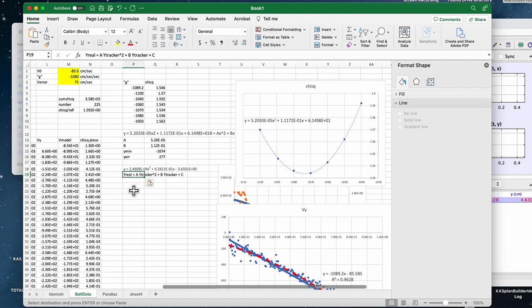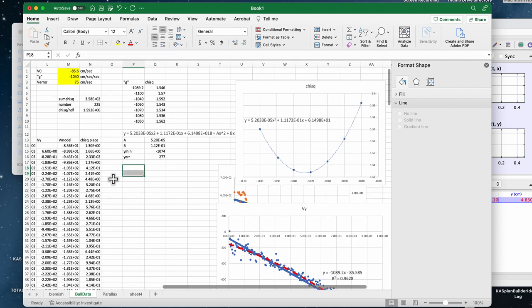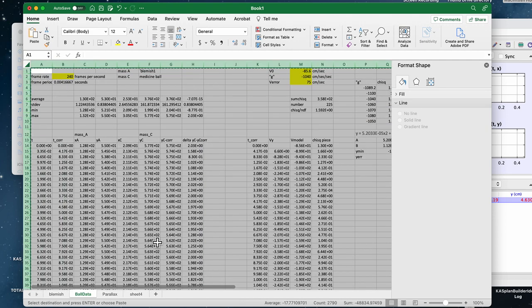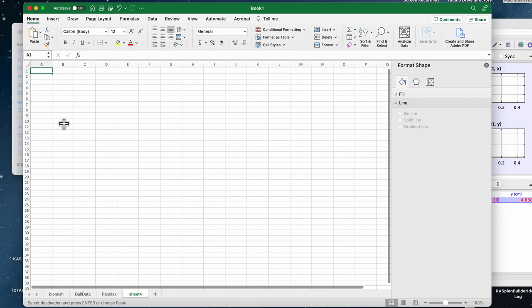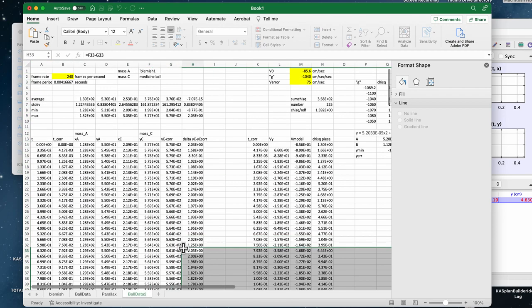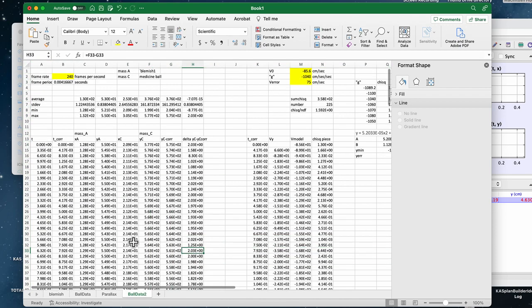There we go. Well, maybe we ought to get rid of these two things, and let's just do a copy of the whole entire sheet, and then put that into sheet 4. Call this ball data 2. The idea is that you want to keep it all clean, clean it up.